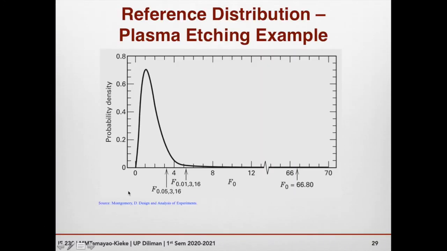If we graph that, this is our F distribution. We have the F values on the x-axis and the probability density on the y-axis. Our computed F0, 66.8, is here. It's way to the right compared to our reference values at F 0.05, it's here, F 0.01 is here. So it's clear that we can reject the null hypothesis because our data does not support it.